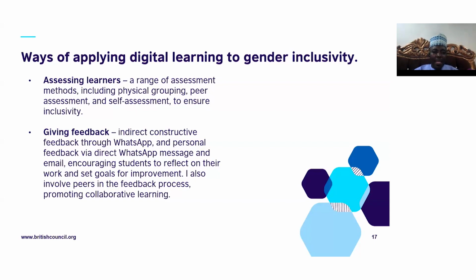And then finally, giving feedback. I give feedback through an indirect constructive feedback mechanism through WhatsApp, and personal feedback through direct WhatsApp messaging and email. I give them the opportunity to give me feedback through emails and WhatsApp. This encourages them to reflect on their work and set goals for improvement. I also involve peers in the feedback process, promoting collaborative learning.